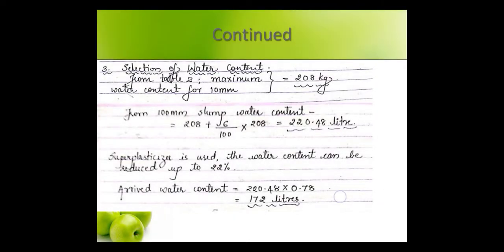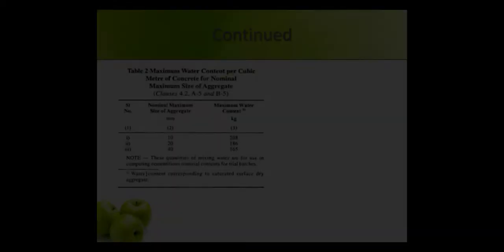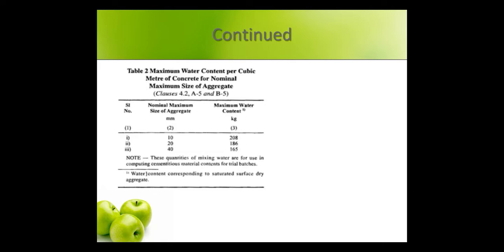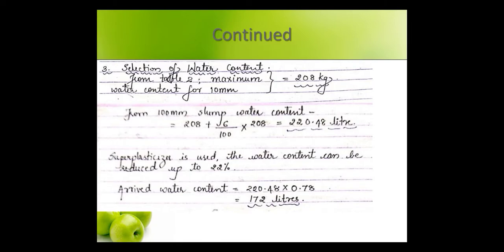Next, selection of water content. From table number 2, the maximum water content for 10 mm down size aggregate will be 208 kg. That table gives values for nominal maximum sizes such as 10 mm, 20 mm and 40 mm, and the maximum water content is given for each. For 10 mm down aggregate we have 208, for a slump of 25 to 50 mm, but the actual slump value required is 100 mm.